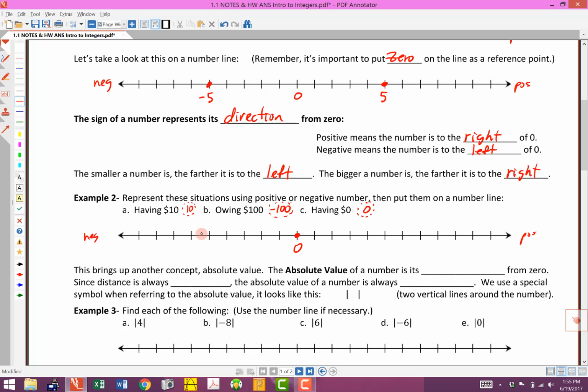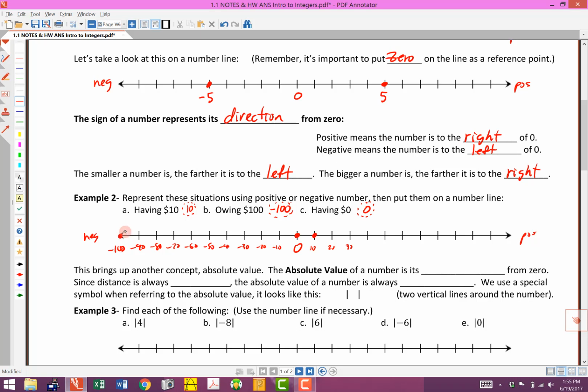Well, the idea here is we're going to scale this axis a little bit differently. We're going to count by 10. So this would be 10, this would be 20, this would be 30, and so forth. So 10 would be represented right here. So we've got 10 right there, and then this would be negative 10, negative 20, negative 30, negative 40, negative 50, negative 60, negative 70, negative 80, negative 90. Okay, good. We've got just enough room. So negative 100 is going to be right there.